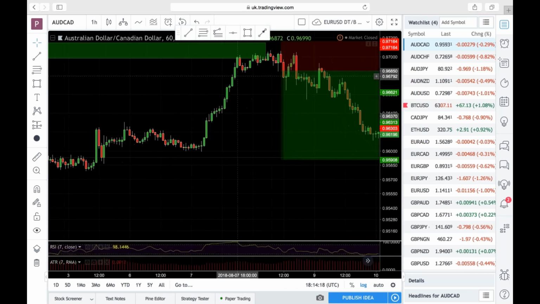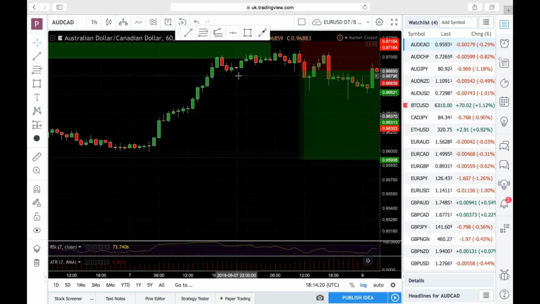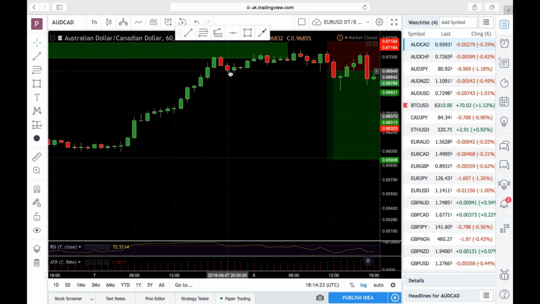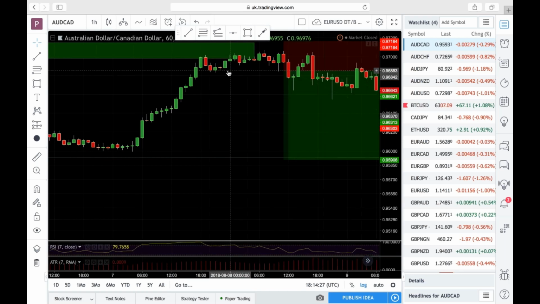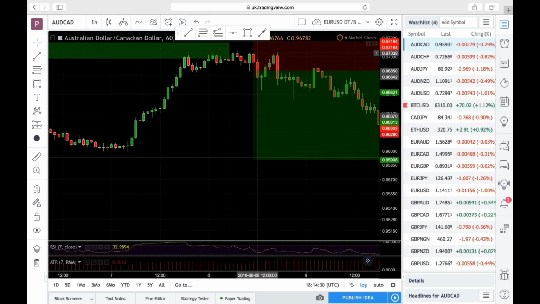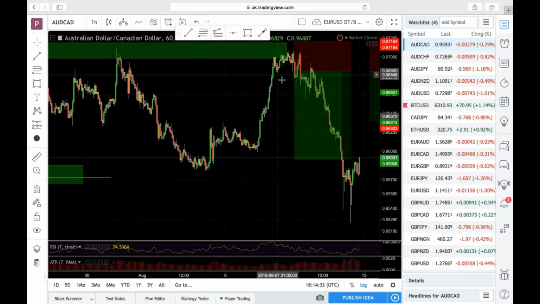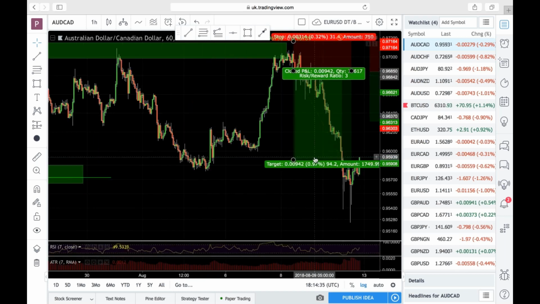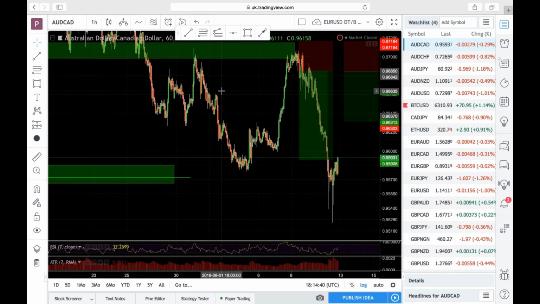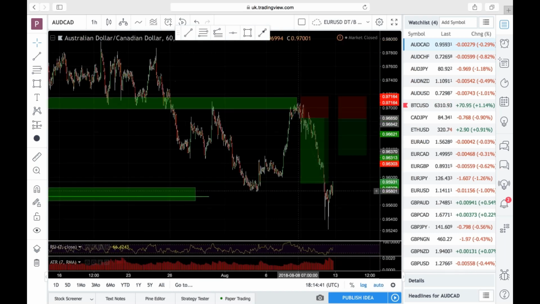Now, if you look at this market, the market is not an exact science. So this is where I enter. This price level here is my entry. But as you can see, the market rallied again, and we consolidated before we went on to hit target. So guys, you can see my trading is very systematic.